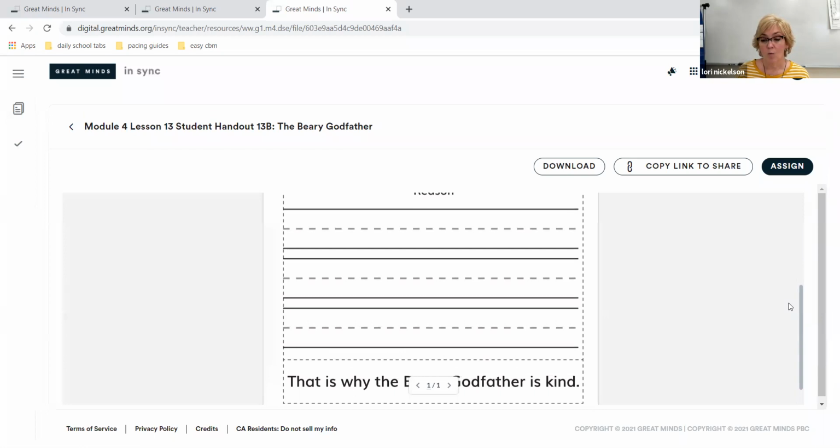Okay. Now, we were writing an opinion statement earlier. Now we're going to give a reason why we think he is kind. What does he do to prove that he is kind? Think back into the story. All right. Think about what he does for Ella. So write that on this page, and then this will be turned in. Okay. All right. So I'm going to stop sharing.